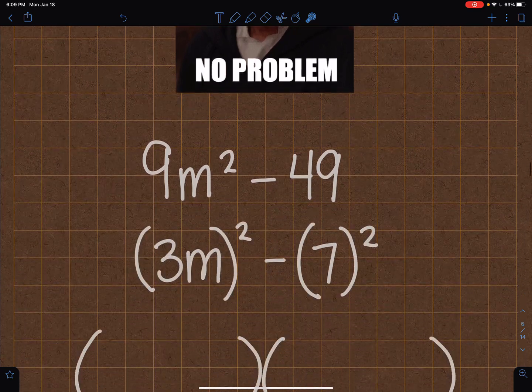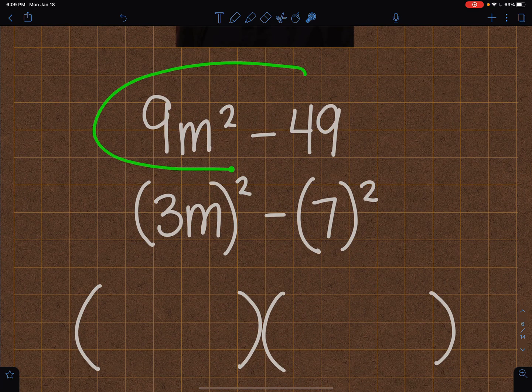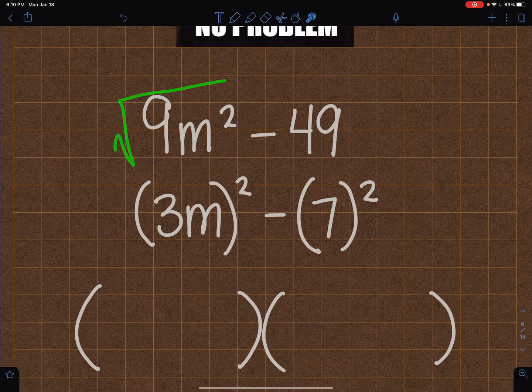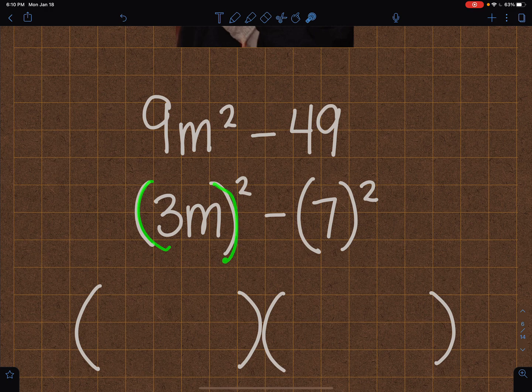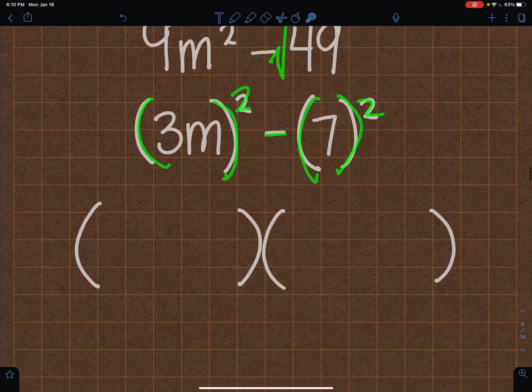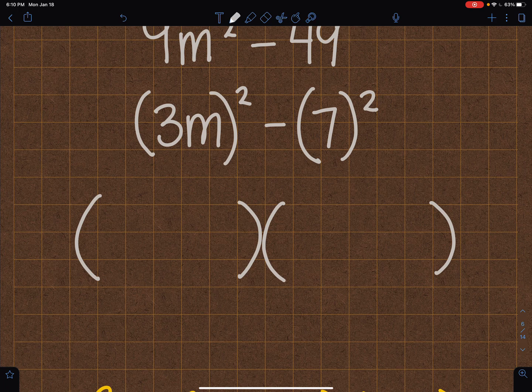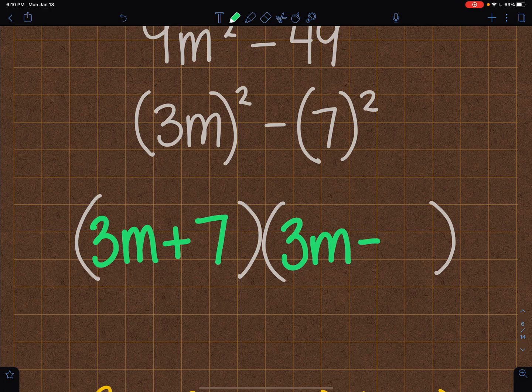And what you do if you have the difference of two squares like this is you take the square root of each one, because it's kind of like saying 3m, that's the square root, squared, minus 7, which is the square root of this guy, squared. And so it's the difference of two squares. So what you would do, let me get a different color here, we would do 3m plus 7 and 3m minus 7.